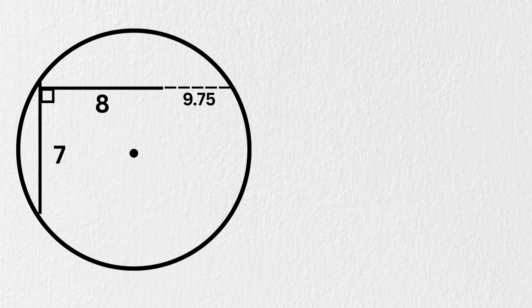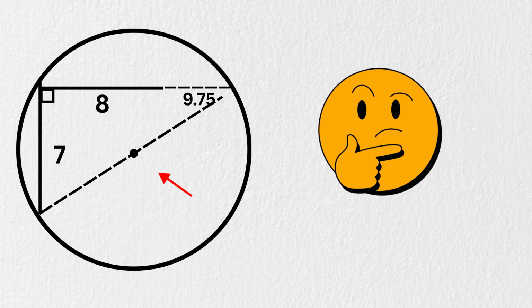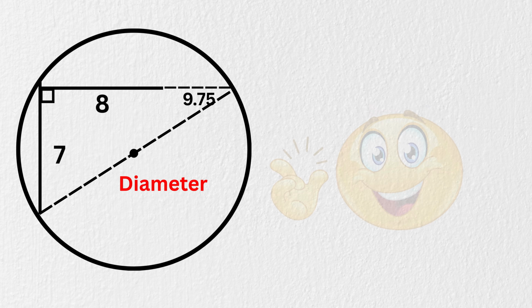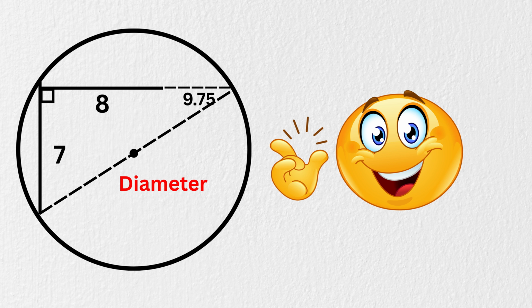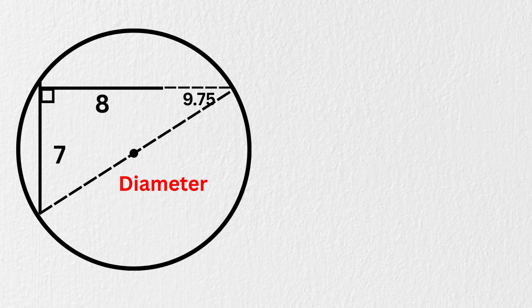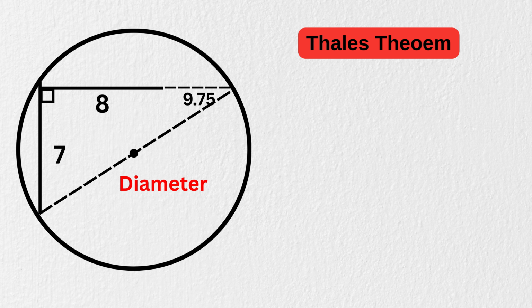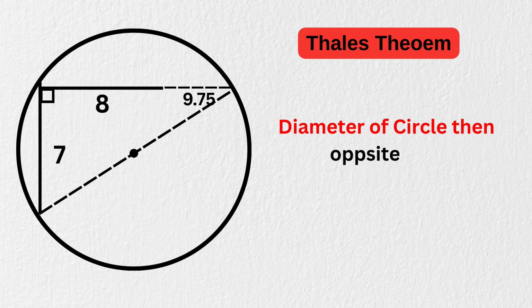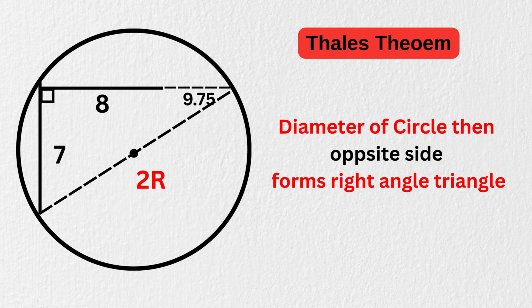Amazing! Now draw this line such that we get a right triangle here. What do you think this line will be? Yes, you got it right. It will be the diameter of this circle. This is because of Thales' theorem, which states that if you draw a triangle where one of its sides is the diameter of a circle, then the angle opposite that side is a right angle. So this hypotenuse will be 2 times the radius, r.